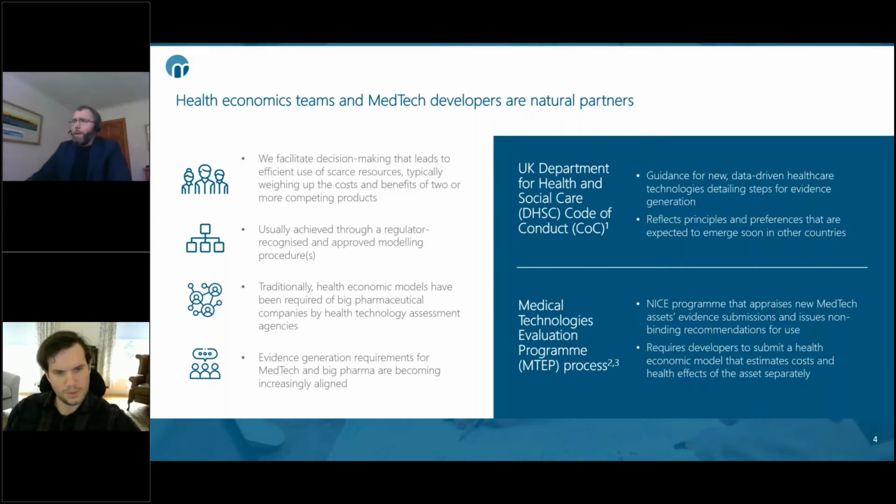The first being a code of conduct that some of you may be aware of. It's interesting, many are not, and that is from the Department of Health and Social Care. This code of conduct, which was formulated a few years ago and was updated in January of this year, is providing a set of core principles that are fairly overarching, and they're all about encouraging asset developers, specifically alluded to as data-driven healthcare technologies, to focus quite keenly on the importance of value demonstration.